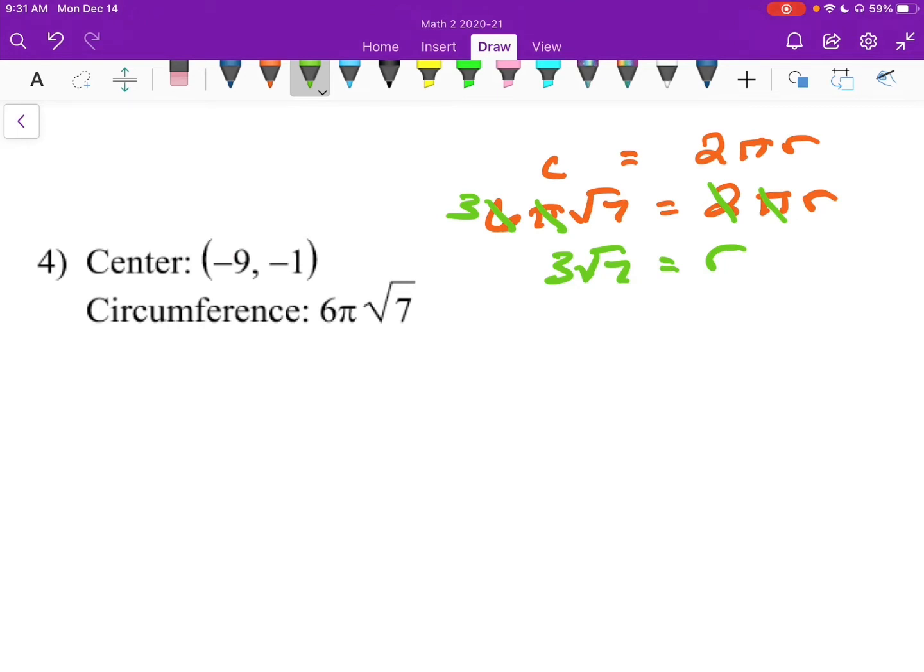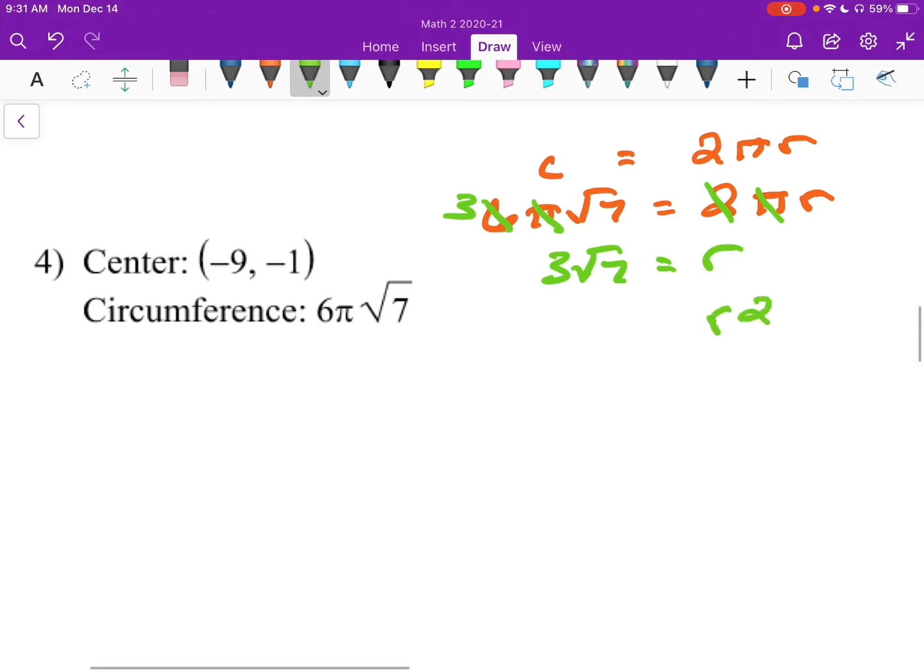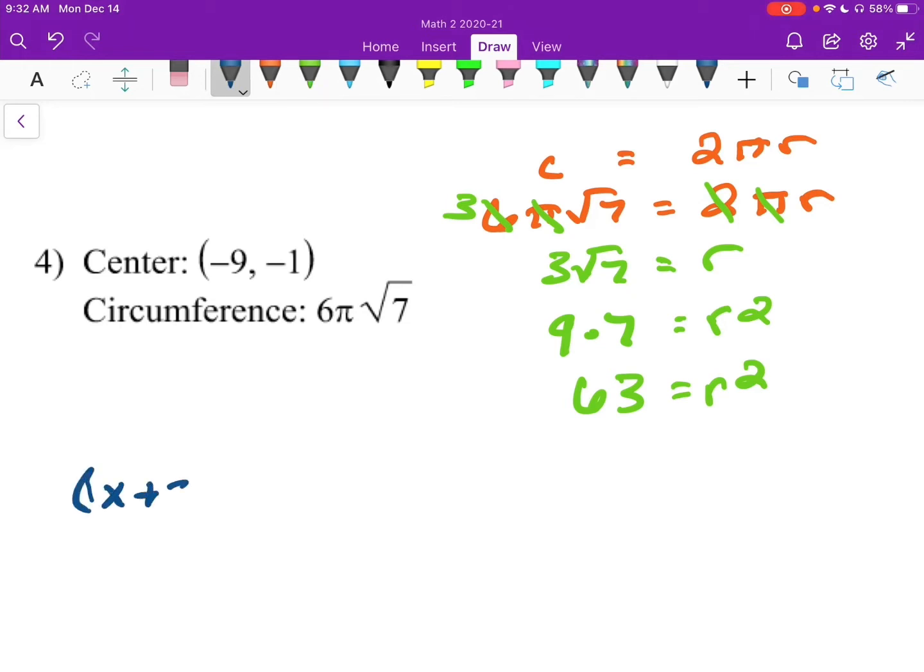Just to make it easy on us, I'm going to find r squared. And to do that, I'm going to square the left side. So that's going to be 9 times 7, right? You square each piece individually. 9 times 7 will be 63. Right? Now I'll be able to plug my r squared into my formula. So I have, well, x plus 9 squared plus y plus 1 squared equals 63.